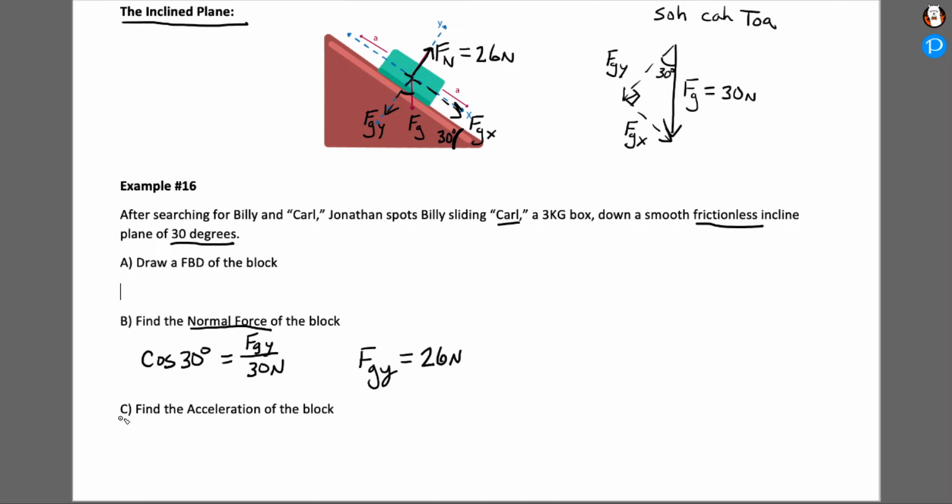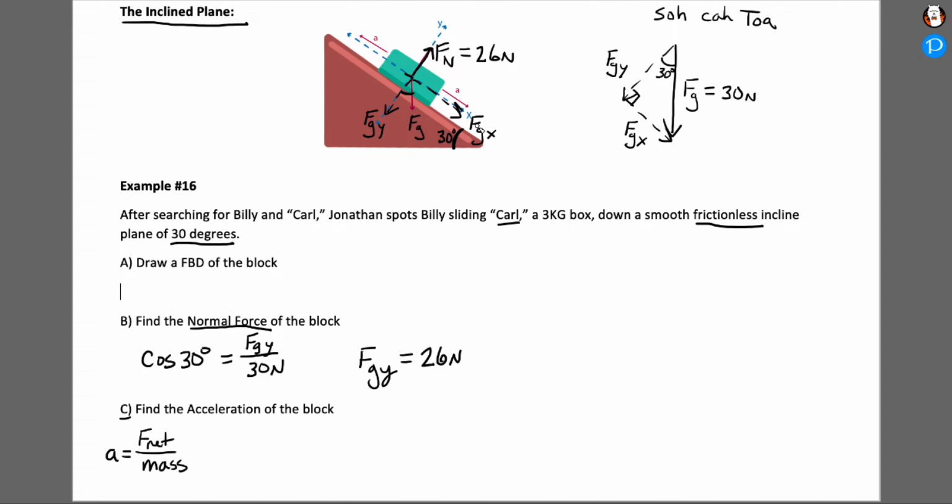Now the final part, part C, says find the acceleration of the block. Well, we know using Newton's second law that acceleration is equal to the net force divided by the mass. I know the mass of the block. Now we've got to look at what's the net force. Be careful here, because what we're really looking at is the net force along this axis.